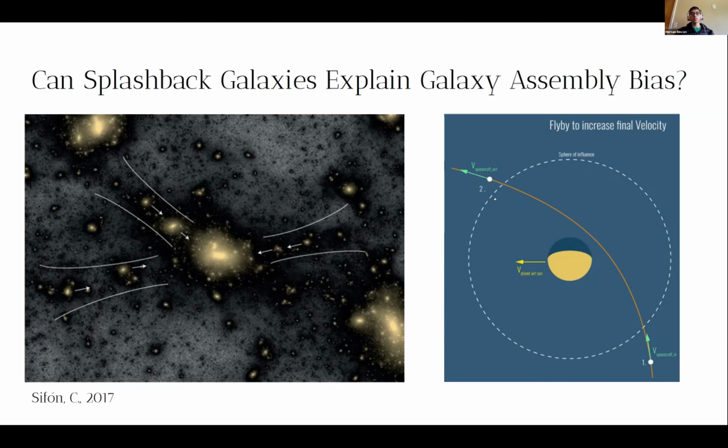So with an understanding of what splashback galaxies are, this project was then proposing them and the unique interactions that they have with their hosts as a potential physical origin for galaxy assembly bias.